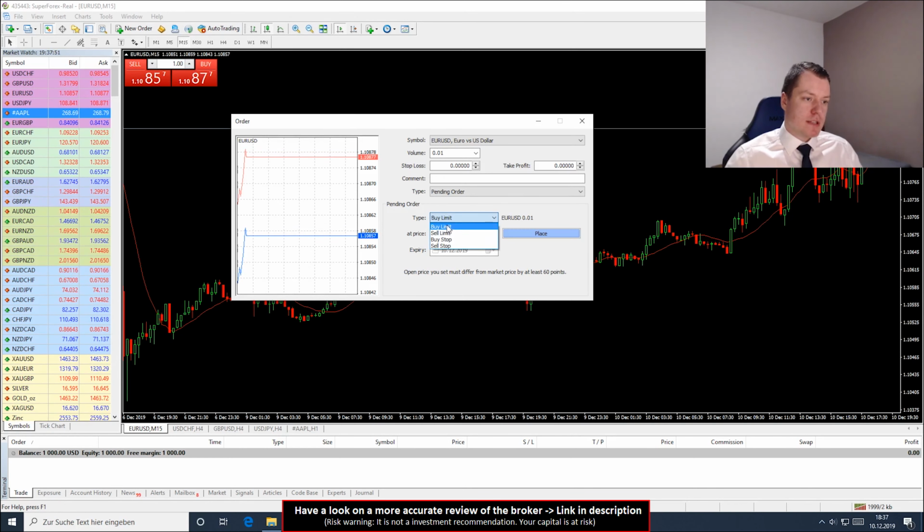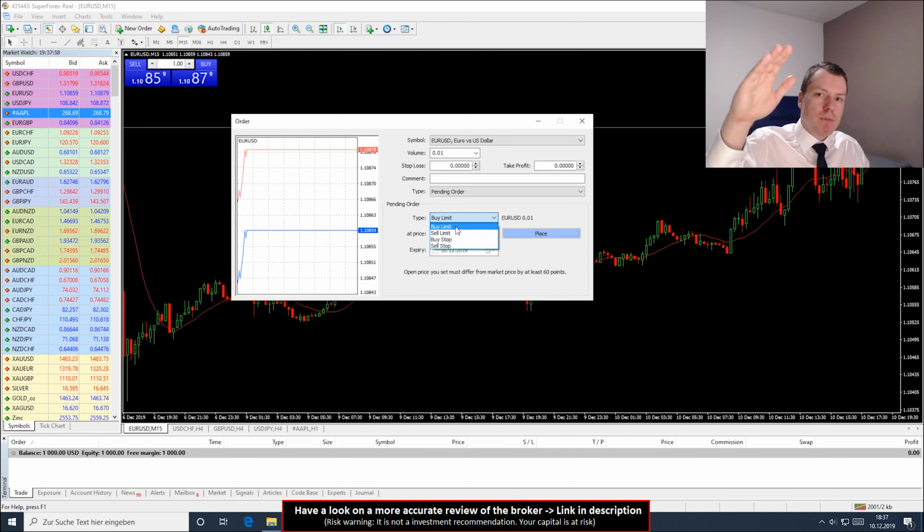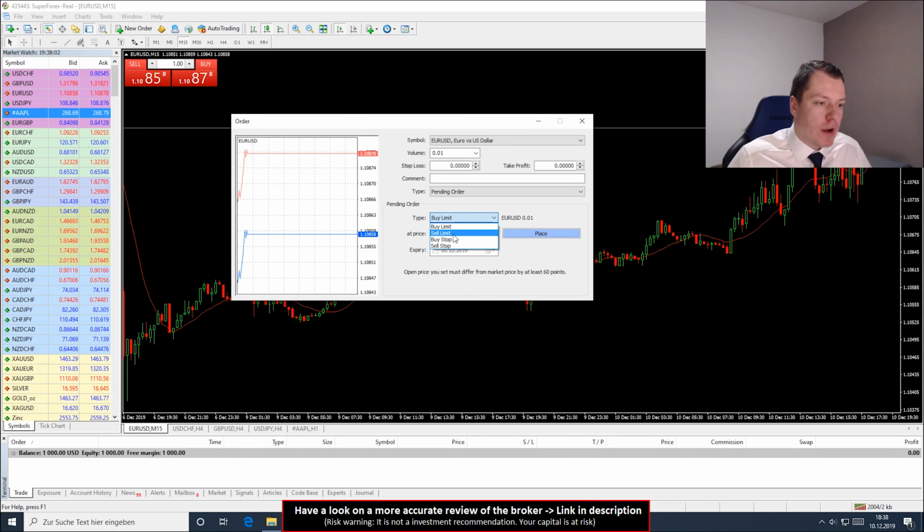Or we use a buy stop or a sell stop. This is for breakouts. If the price goes through the price range, the order will be opened automatically. These are all limit orders or buy stop orders.